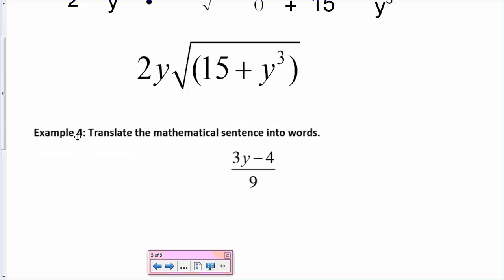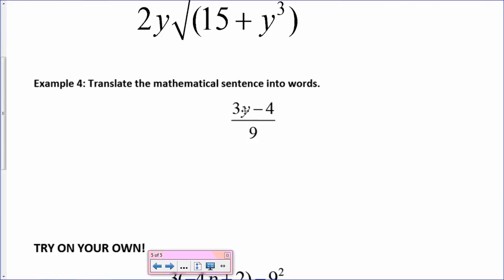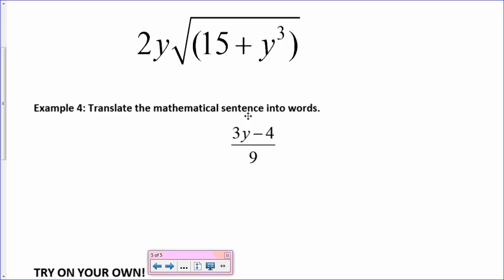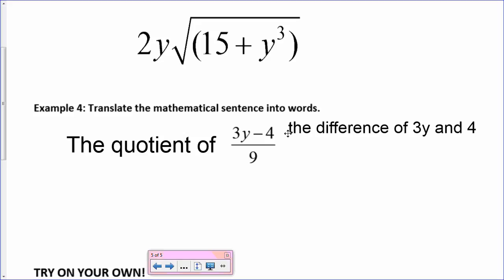So, example 4 is taking a math thing, like symbols, and translating into words. Okay? So we have this, and if we read it out, it's this way is a little bit easier because we have to talk. Sorry. We have to talk it through anyway. So it's kind of just reading it. So I know this is the quotient of, or it's like it's division, right? It's a fraction. The quotient of what? Well, I say the top part first and then the bottom part, right? So the quotient of 3 times, or you can do multiple different ways, okay?